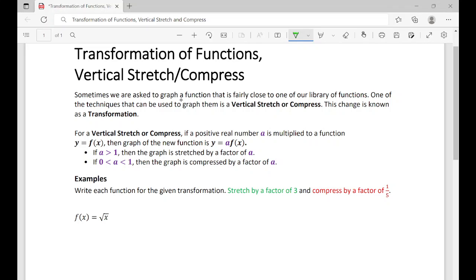Sometimes we are asked to graph a function that's fairly close to one of our library of functions. One of the techniques that we can use to graph them is called a vertical stretch or compress. This change is known as a transformation. For a vertical stretch or compress, if a positive real number a is multiplied to a function y equals f of x, then the graph of the new function is y equals a times f of x.